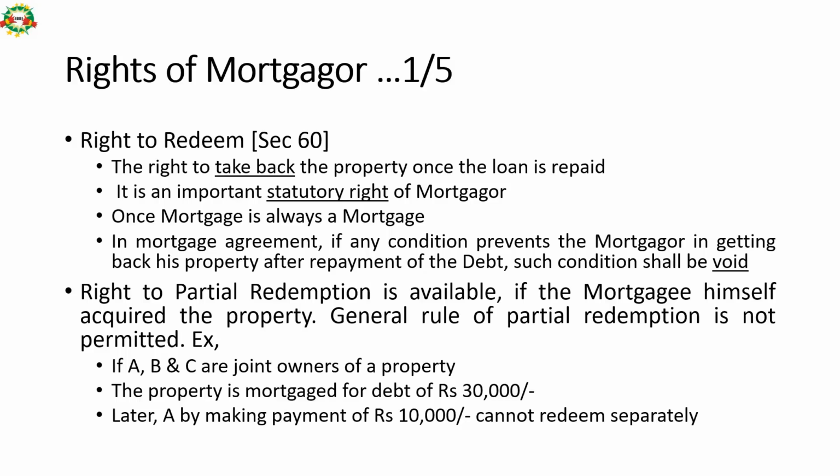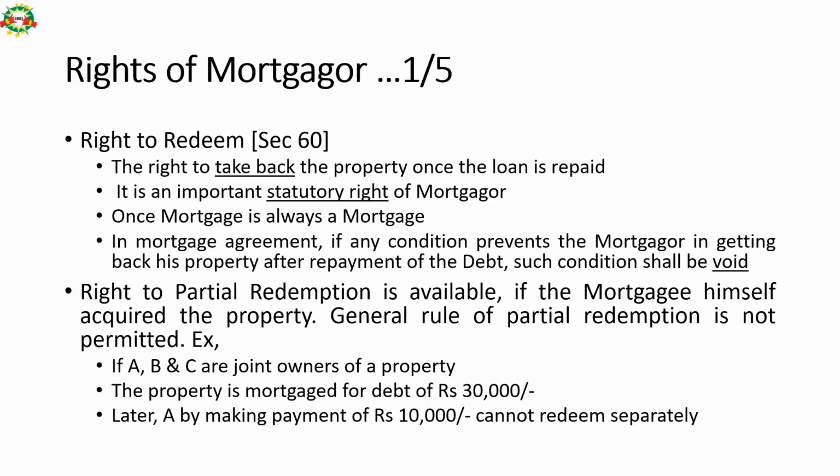In a mortgage agreement, if any condition prevents the mortgagor from getting back his property after repayment of the debt, such a condition shall be void. If, by mistake or intentionally or unintentionally, the lender stipulates a condition that after payment of the debt the property will remain with me, that condition is void ab initio. Right to partial redemption is also available.